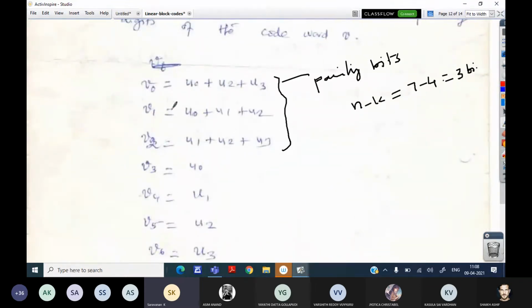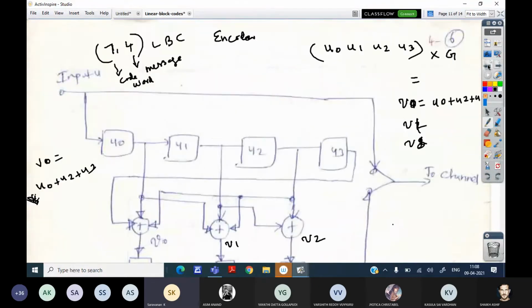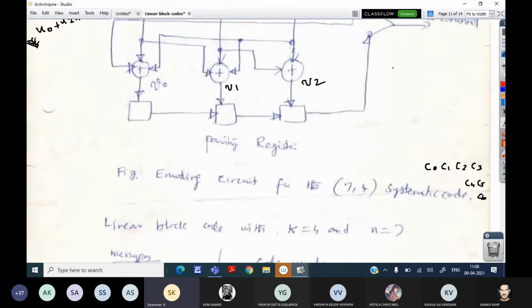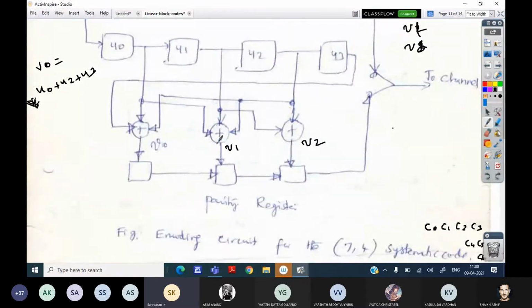Okay, based on these 3 equations, I'm going to connect U0, U1, U2 to this adder for V1. So when I do that, I'm getting this. Next, what is the output we are getting from the adder? It is V0, V0 in terms of U0, U1, U2, U3.